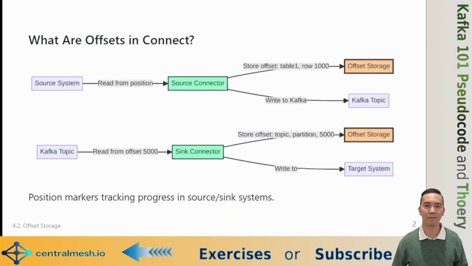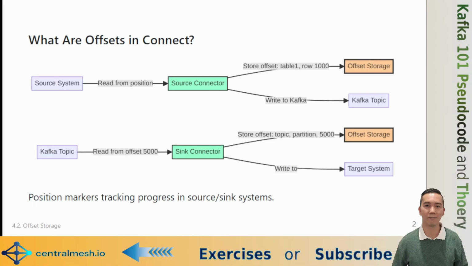The upper half of the diagram represents a source connector. On the left, we have a source system, which could be a database, a file, or another external system. The source connector continuously reads data from that system. As it reads records, it also remembers how far it has progressed. That progress information is called an offset. Notice, the connector doesn't only write records into the Kafka topics, it also writes its current offset into offset storage.